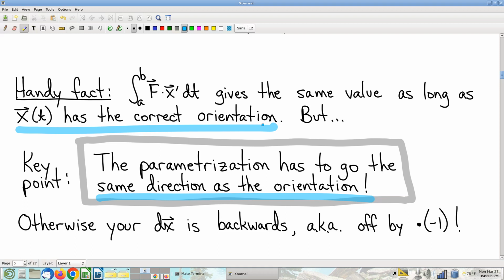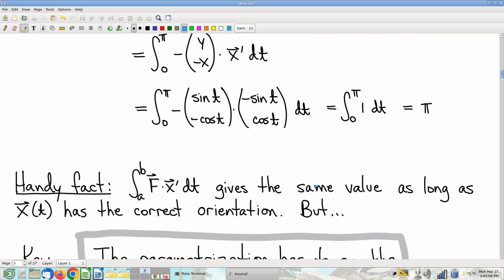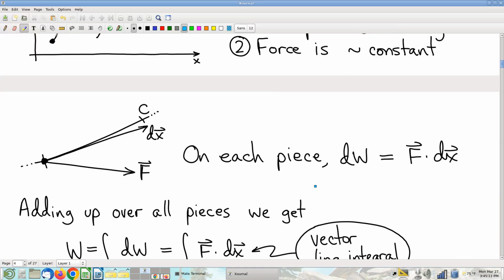Now, what happens if you go the wrong direction? Well, all of your little dx's are going to be backwards. For example, looking at this picture here, at this little piece of curve, if you go the correct direction, then your dx vectors are like that. If you go the wrong direction, your dx vectors are like that. They're all the negatives of what they ought to be. So you're going to be off by a minus sign in every term in the summation. That means you're going to be off by a minus sign in total. In other words, you'll get the wrong answer.